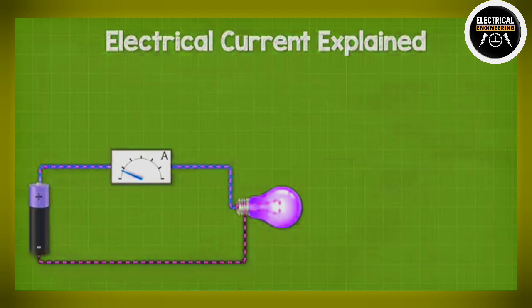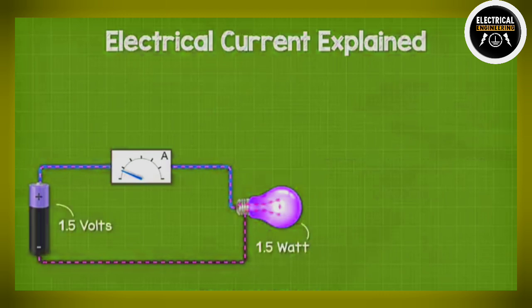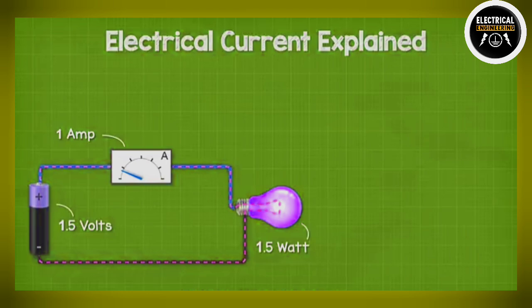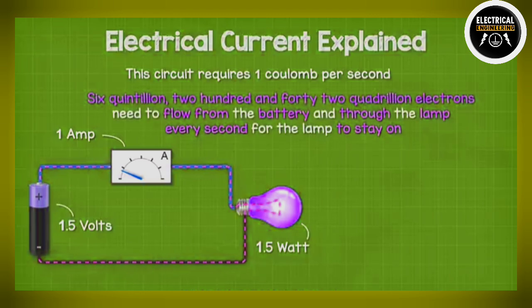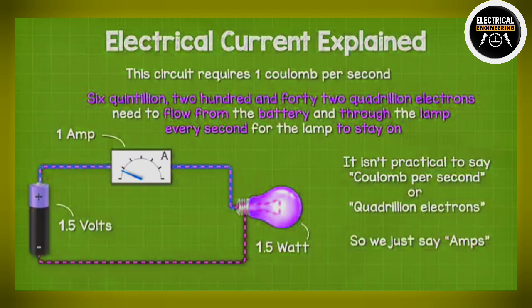Another way to look at this is that to power this 1.5 watt lamp with a 1.5 volt battery requires a current of 1 amp. That means that the circuit requires 1 coulomb per second, which means approximately 6,242 quadrillion electrons need to flow from the battery and through the lamp every second for the lamp to stay on. But as you can see, it's not very practical to say how many electrons per second are flowing. So engineers just say amps to save time.